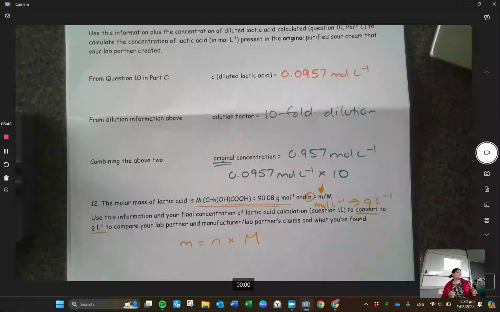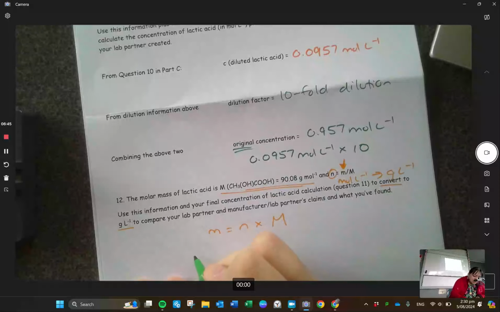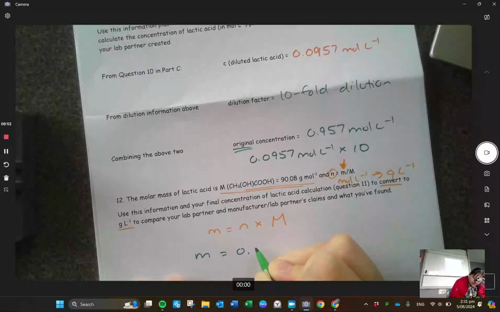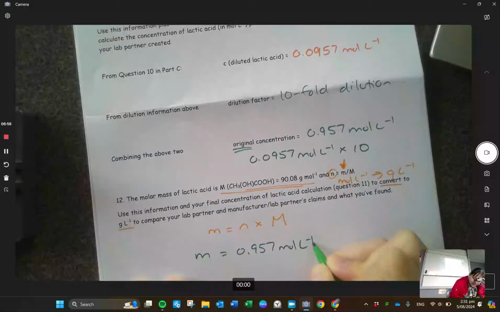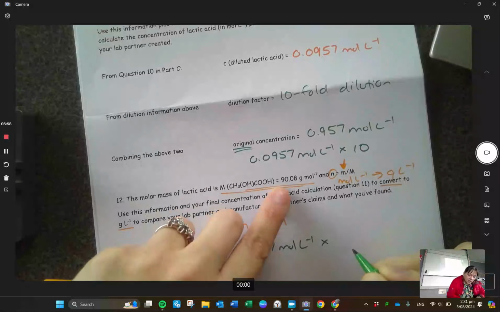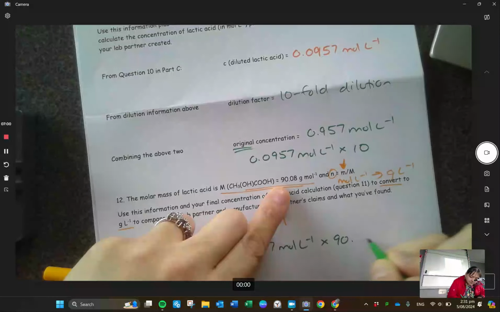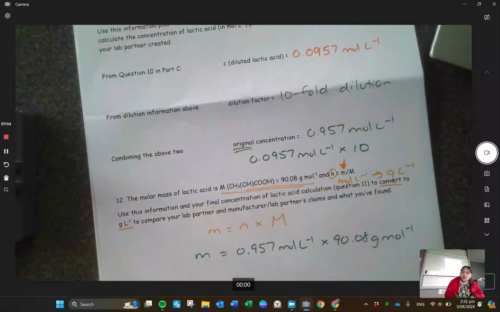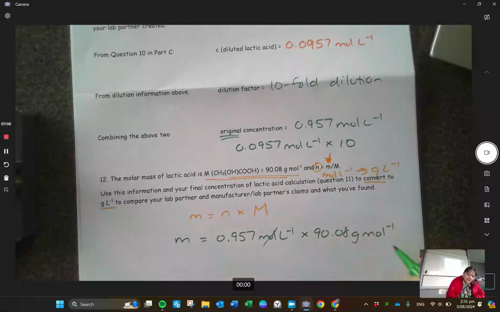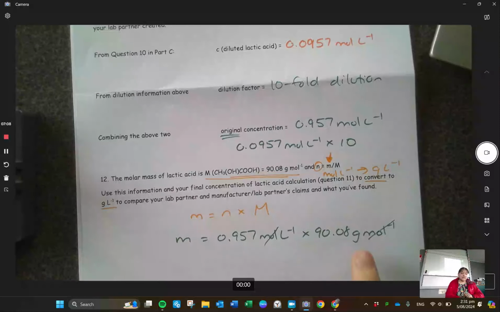Are we okay so far? All right, so let's plug in our numbers. Our n value is actually our concentration. We'll just keep the whole thing in there: moles per liter, and we're multiplying it by our grams per mole. What I notice when I do this is that the moles and the moles cancel out, but I'm then left with grams per liter, which is what I want.